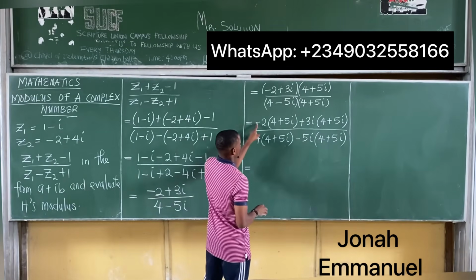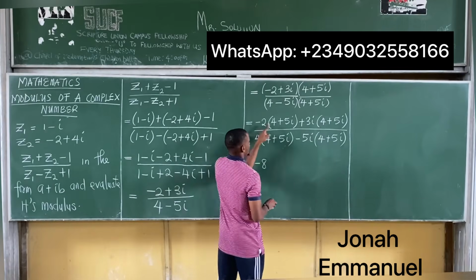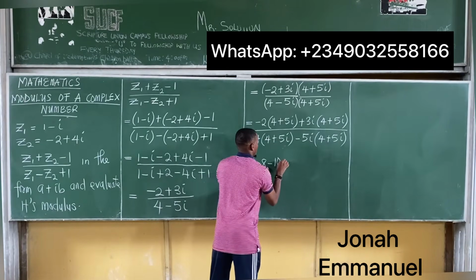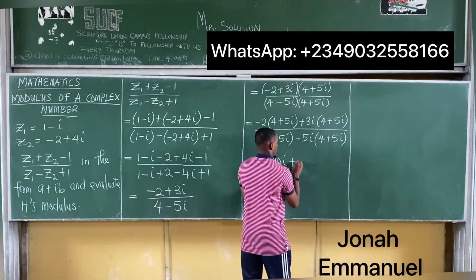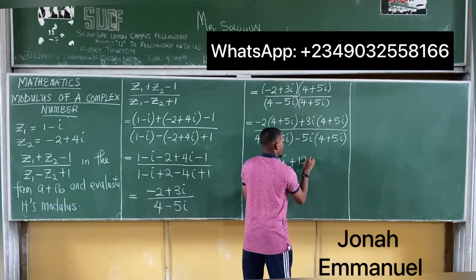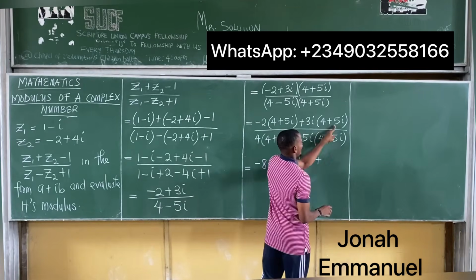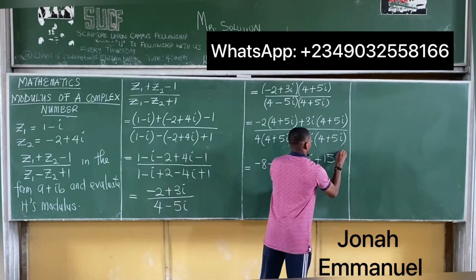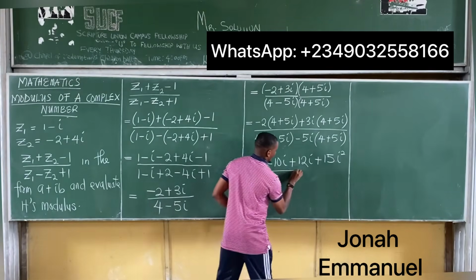Expanding this, minus 2 times 4 is minus 8, minus times plus is minus, 2 times 5 is 10, bring down your i, plus 3 times 4 is 12, bring down the i, plus times plus is plus, 3 times 5 is 15, i times i is i squared. So we have this all over.